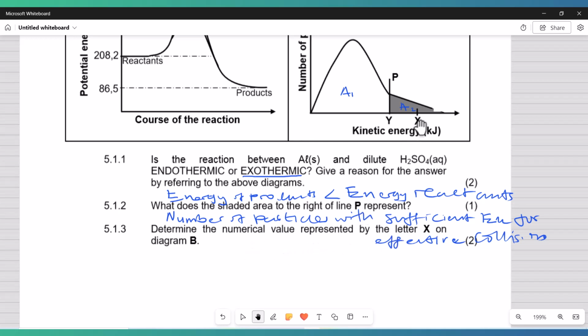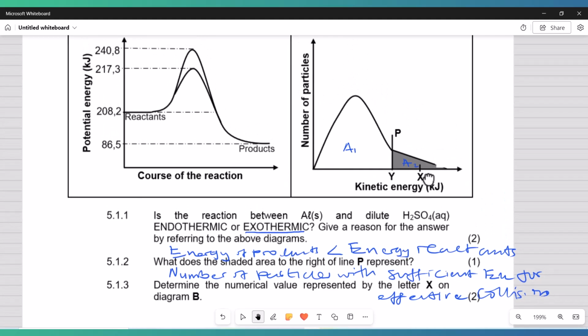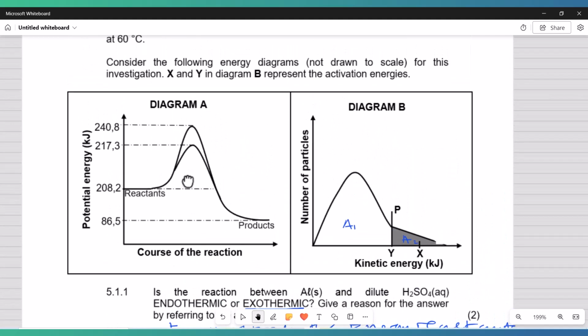So this letter X on diagram B, if you check our diagram A, it has a higher energy than Y, which means it must correspond to this value here, 240,8. But because we want the numerical value, they said X and Y are activation energies, remember. Being activation energy, we count it from the reactants, so it's going to be from this point here up to here. So this is our X.